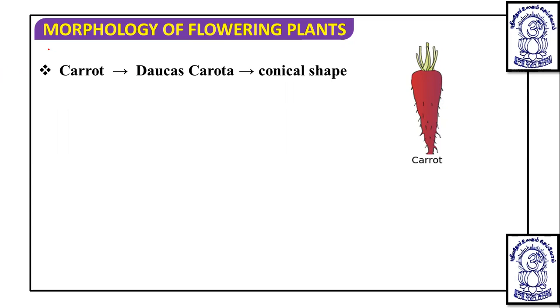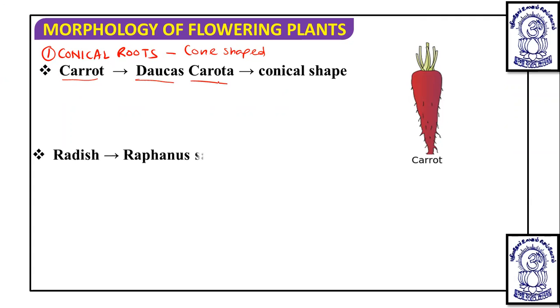When we discuss conical roots, we take the example of carrot because the shape of carrot is a cone. So cone-shaped roots are found in carrot, and the scientific name of carrot is Daucus carota. They are cone shaped, because of this the example is kept in conical roots. Another one is radish. Radish is an example of a fusiform root or spindle root.